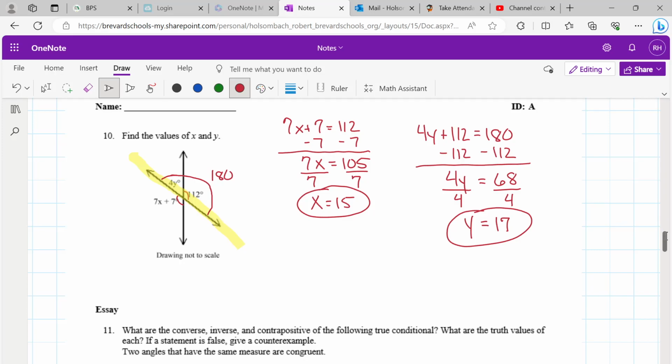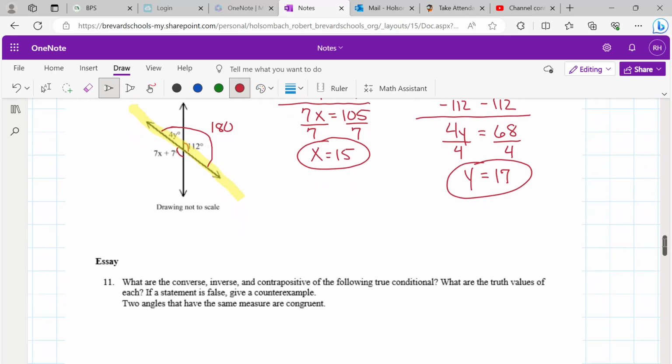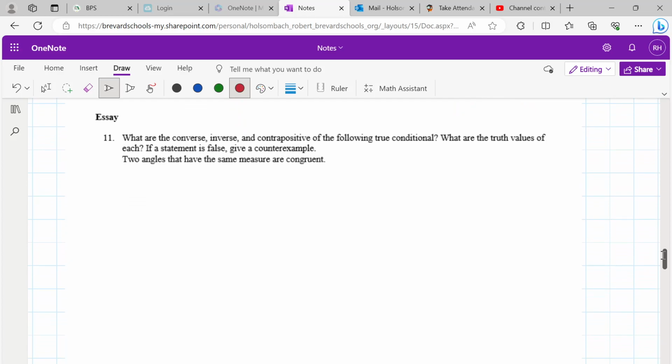All right, and number 11. What are the converse, inverse, and contrapositive of the following true conditional? What are the truth values of each? If the statement is false, give a counterexample. So we've got a conditional here. Two angles that have the same measure are congruent.